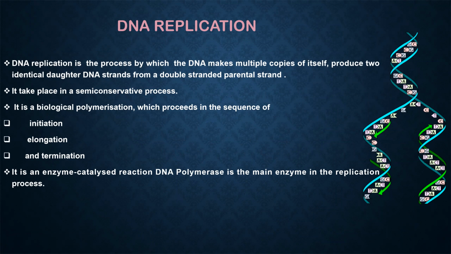DNA replication is a process by which DNA produces multiple copies. That is, it produces identical daughter DNA strands from the parental strand. This takes place in a semi-conservative process, and the biological polymerization proceeds in the sequence of initiation, elongation and termination. There are three steps, and many enzymes are involved. The main enzyme is DNA polymerase.